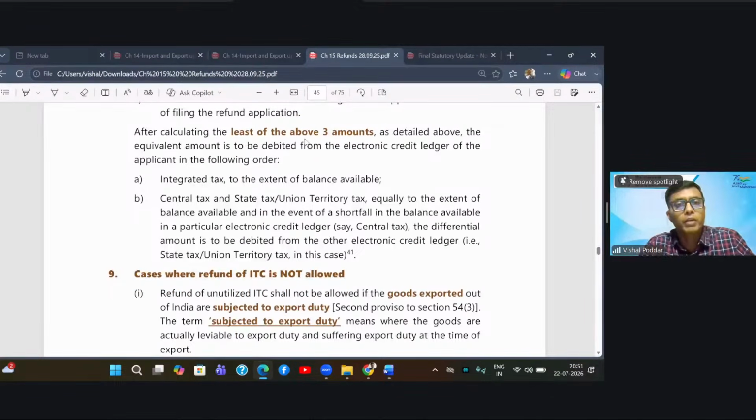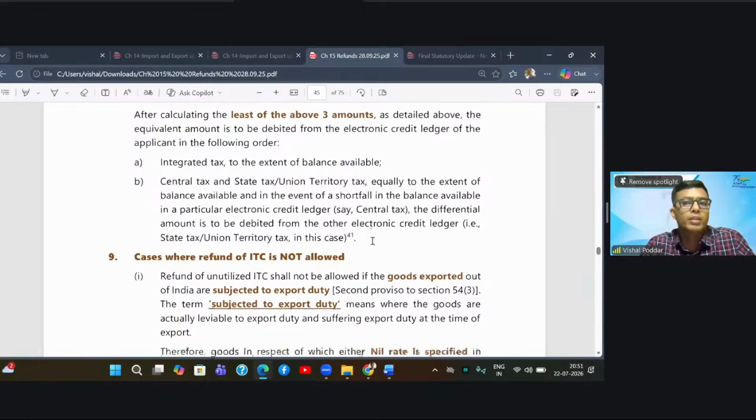Now, after calculating the least of three, as detailed above, the equivalent amount is to be debited from your electronic credit ledger. So how will you now utilize the amount for refund? First, you will utilize your IGST balance. Second, central tax and state tax equally to the extent of balance available, and in the event of shortfall in the balance available in a particular credit ledger, the differential amount is to be debited from the other credit ledger.